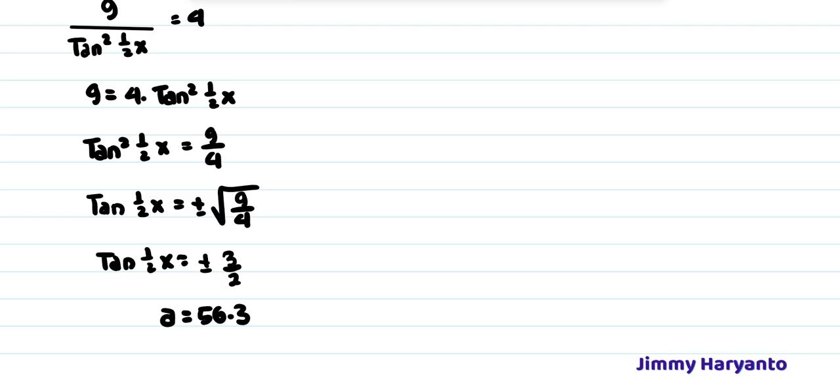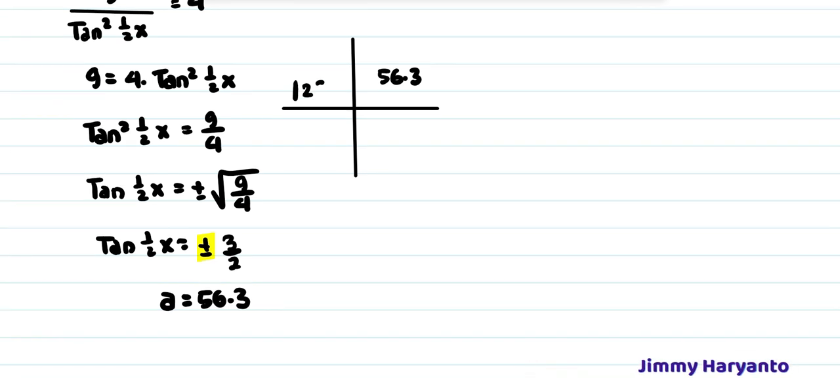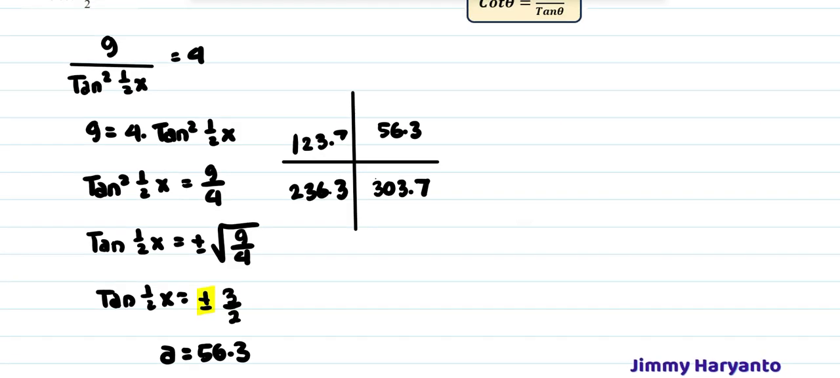56.3. And then after this, use the quadrant, because we have positive and negative values. That means we will take all 4 quadrants. So 56.3 for this one, 180 minus 56.3 is 123.7, and then for the third quadrant it will be 236.3. For the fourth quadrant it will be 303.7.